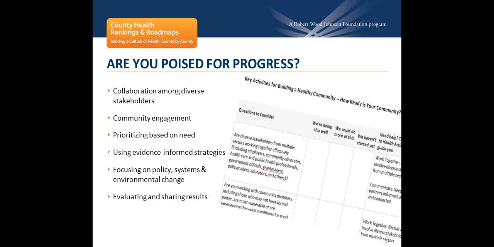whether you're using evidence-informed strategies, whether you're focused on policy, systems, and environmental change as well as programs, and how well you're using evaluation to monitor and share results. So this 12-item self-assessment can help you identify what you're doing well to help make your community a healthier place to live, learn, work, and play, what you could do more of, and what you might want to start doing.